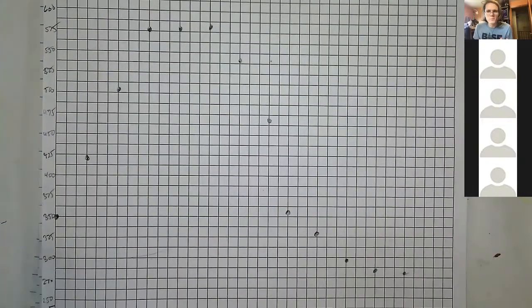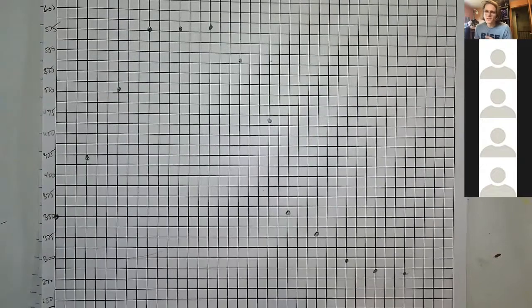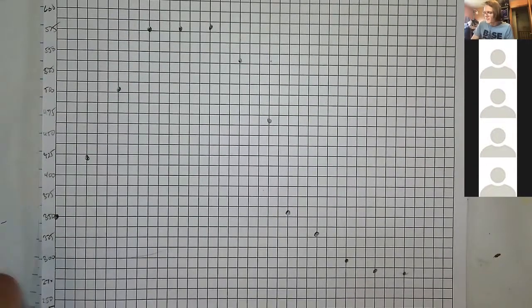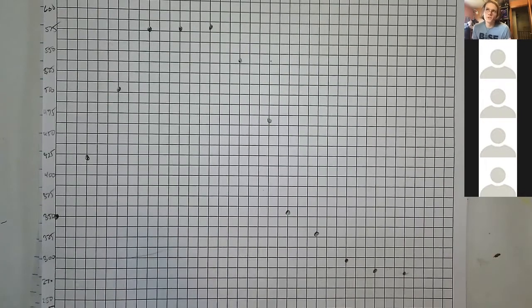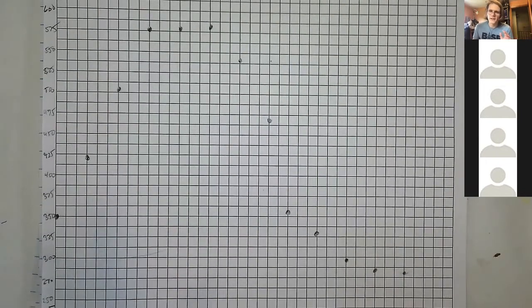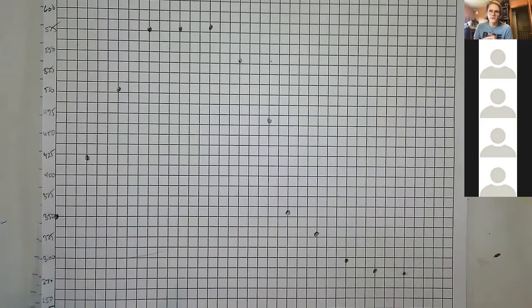And so it makes it really hard to put one line on it that best fits the data. So what you want to do is just estimate. There's no right or wrong answer for this. I just want to see that you're trying to fit a line to it, and that you're able to find the equation of that line.